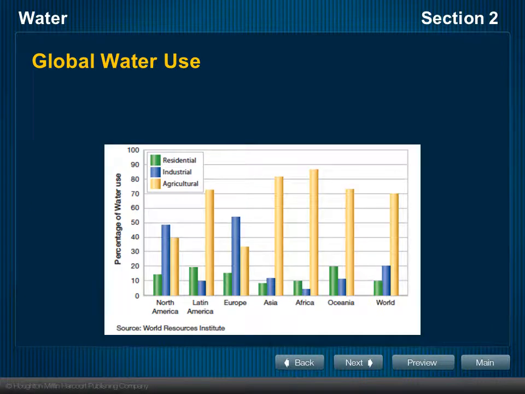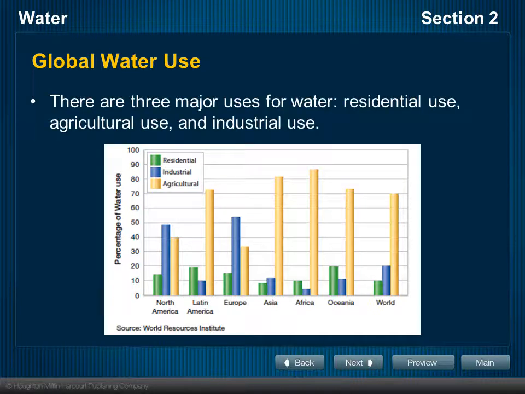This chart here just shows some of the things that I'm talking about around the world. Green represents residential use, blue represents industrial use, and yellow represents agricultural use. So you can compare, for example, North America to Africa or Asia in terms of where most of the water is being used. And we recognize residential, agricultural, and industrial as the three major uses of water for humans.